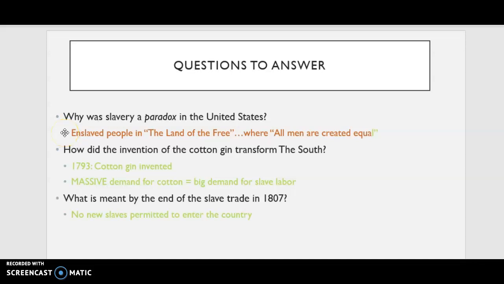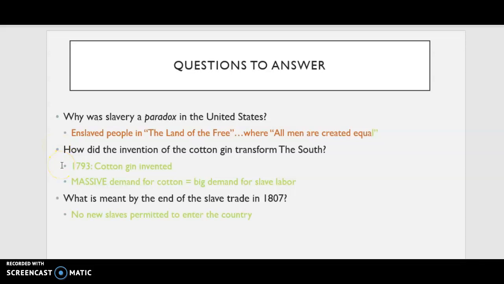Why was slavery a paradox? Well, this was supposed to be the land of the free, the United States, land of the free, where all men are created equal. A bit of a paradox in a place where slavery exists, where 4 million people were enslaved, right?